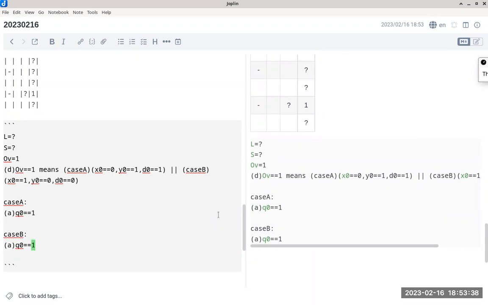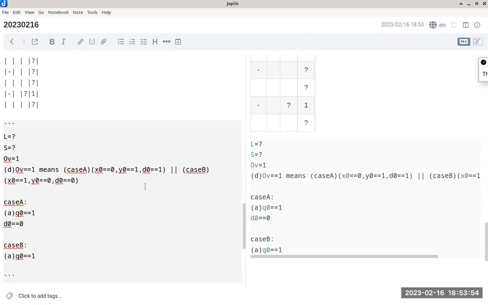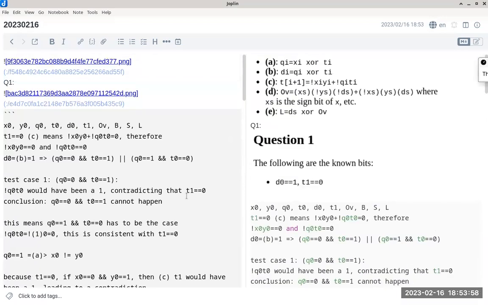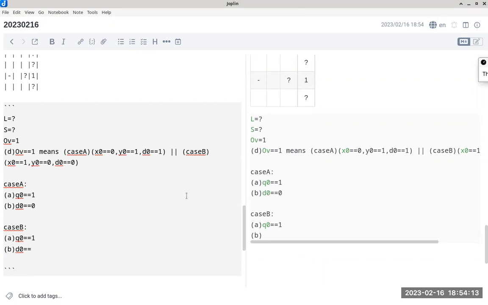But then D0 would have been different, okay? And that is going to help us. In this case, D0 would have been a 0, and that is according to, I think it's the second one, which is rule B. So according to rule B, D0 would be a 0 in this case. And in this case, D0 would have been a 1. Okay, let me think. Q0 would have been the 0 too. Okay, that is already enough.